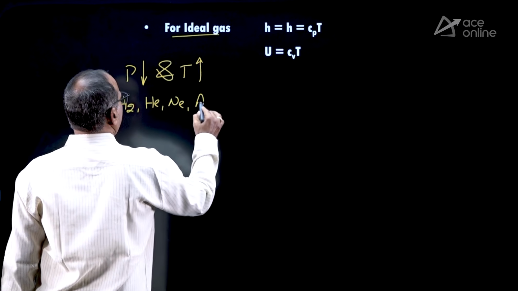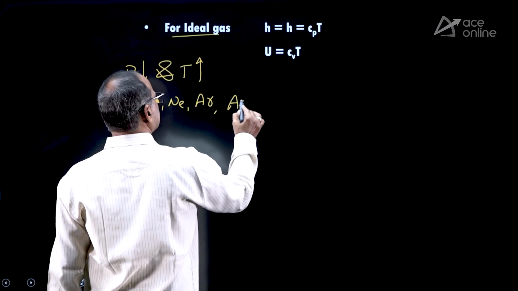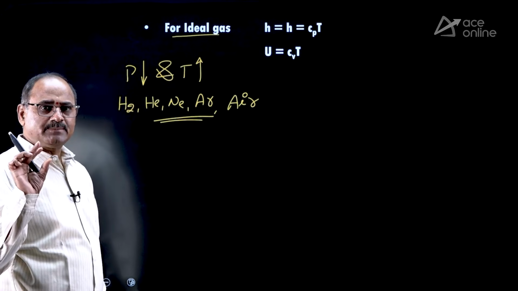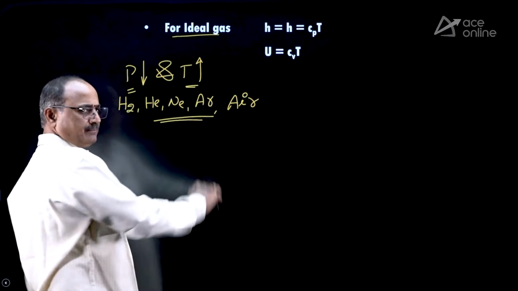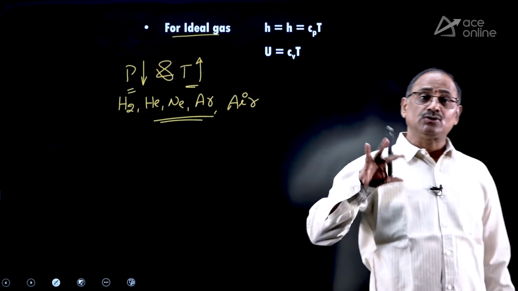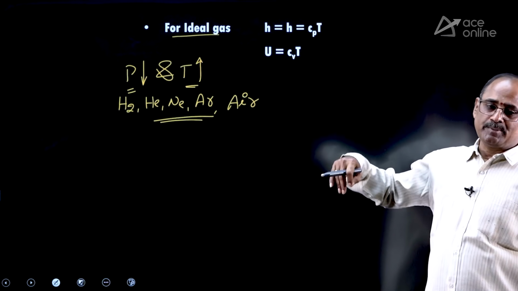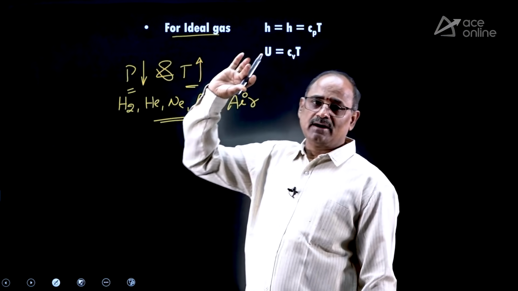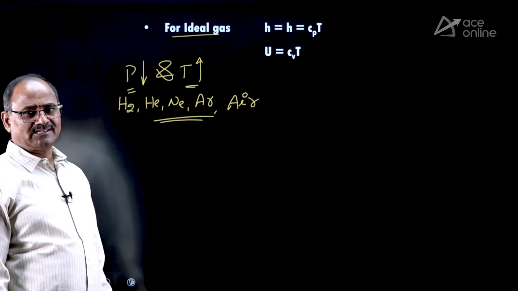neon, argon, atmospheric air. These are the few gases which are maintaining the behavior very similar to ideal gas behavior comparatively at very low pressure and high temperature. Dear friends, remember, the real gas behavior is also very close to ideal gas behavior at very low pressure and high temperature. Similarly, steam, the superheated vapor or superheated steam behavior at very low pressure is very similar to ideal gas behavior.